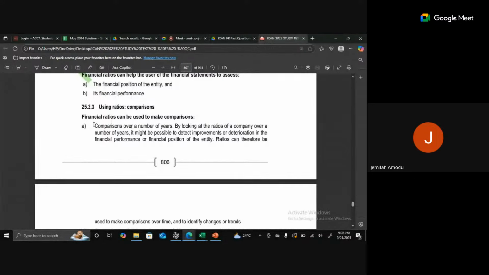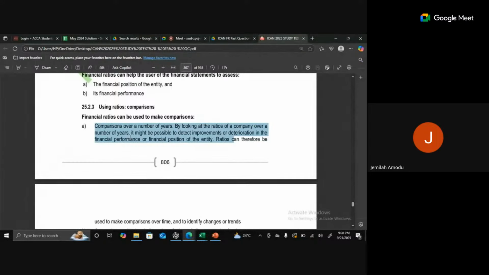And the very first one is comparison over a number of years. By looking at the ratio of a company over a number of years, it might be possible to detect improvement or deterioration in the financial performance. So what they are just simply saying here is that you can use financial ratio to compare your own performance over the years.